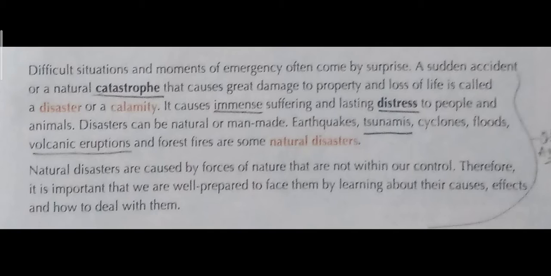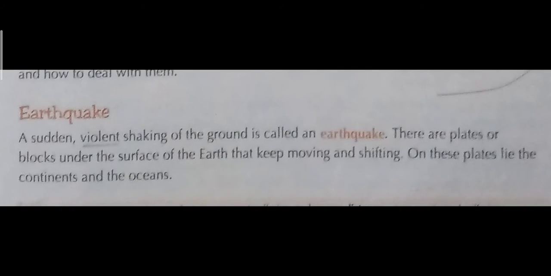So, this paragraph is basically about how disasters or calamities are divided into two parts: natural disaster and man-made disaster. Some examples of natural disasters are tsunamis, cyclones, floods, volcanic eruptions, and forest fires. These are some natural disasters. In this lesson we are going to learn about some of the natural disasters such as earthquakes, tsunamis, cyclones, floods, and volcanic eruptions. So let's start with earthquake.